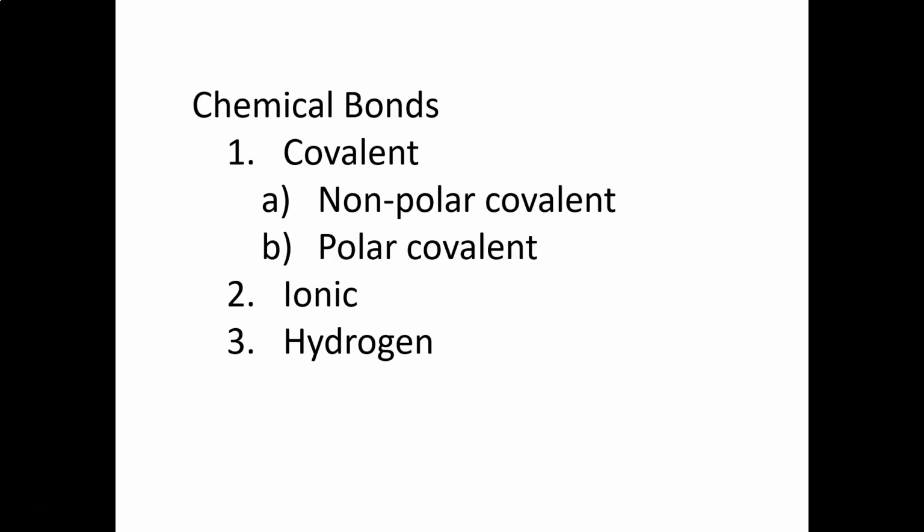So it's more favorable for the atoms to stay together and hold the molecule together than it is for them to come apart. In this course, we're concerned about 4 basic types of bonds: the covalent bond, which has 2 subcomponents, polar and nonpolar, an ionic bond, and then a hydrogen bond.